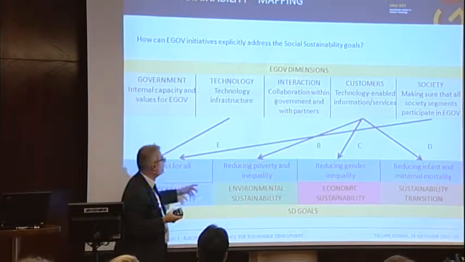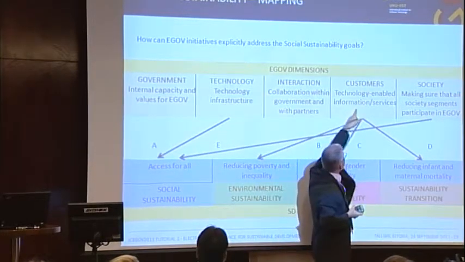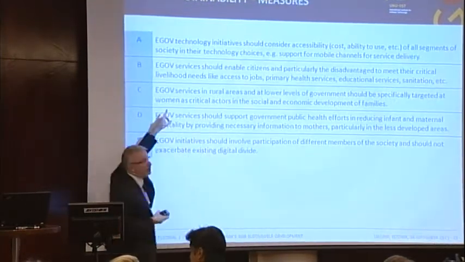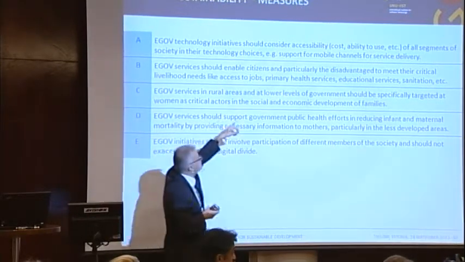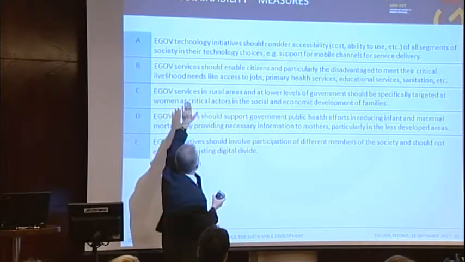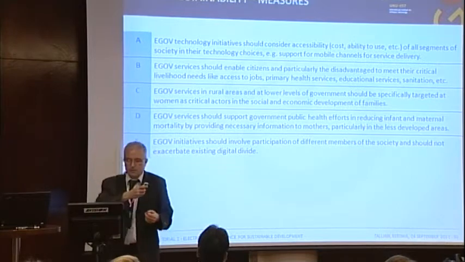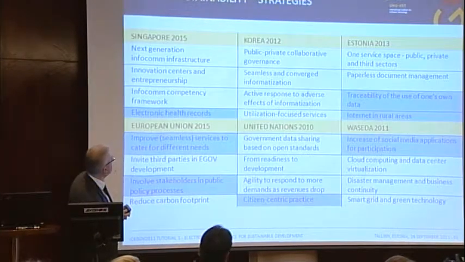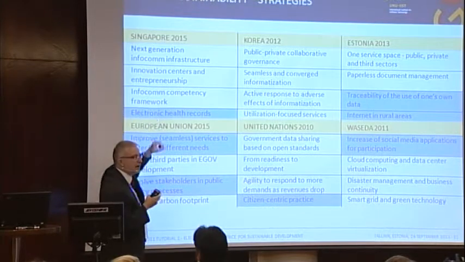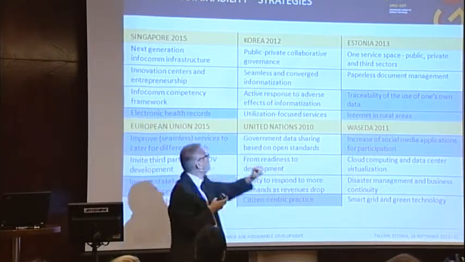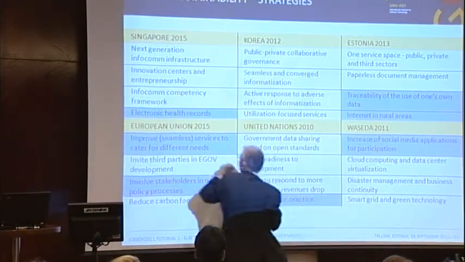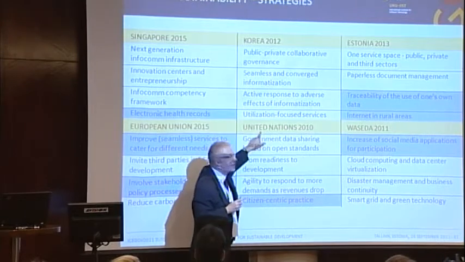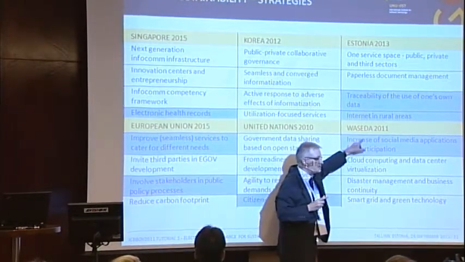If we look at just one more dependency, from the technology-enabled information and services to reducing poverty and inequality, we're looking at the measure where ICEGOV services enable citizens, and particularly the disadvantaged groups, to meet their critical livelihood needs, like access to jobs, primary health services, educational services, sanitation, etc. What you see here are highlights from national e-government strategies for Singapore, Korea, Estonia, the European Union, and also highlights from the most recent e-government benchmark instruments like the United Nations e-government survey and Waseda University survey.